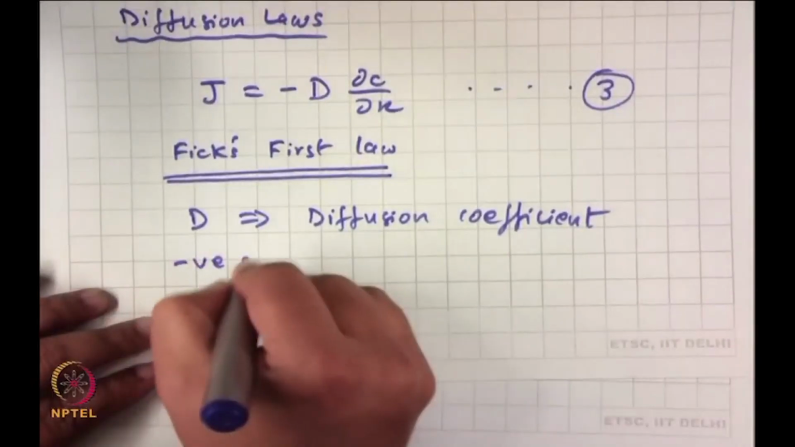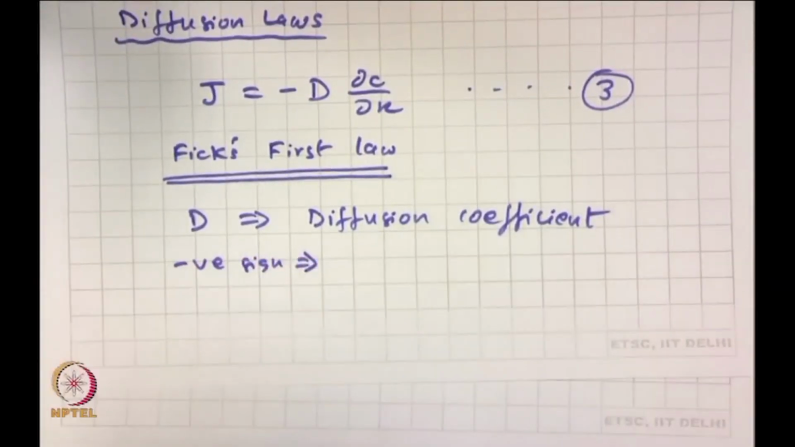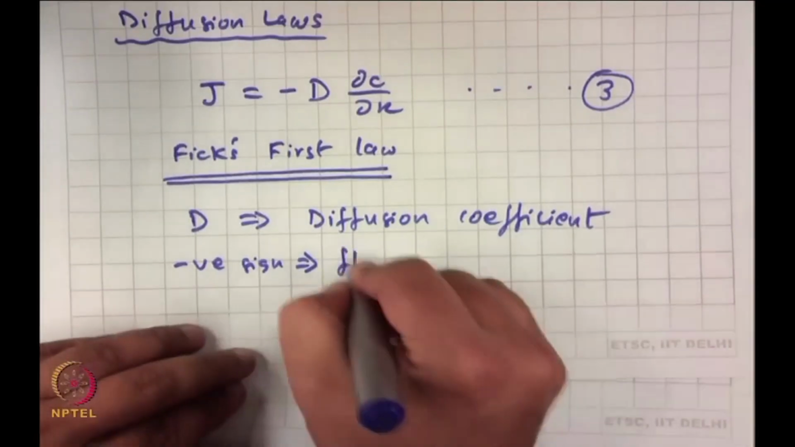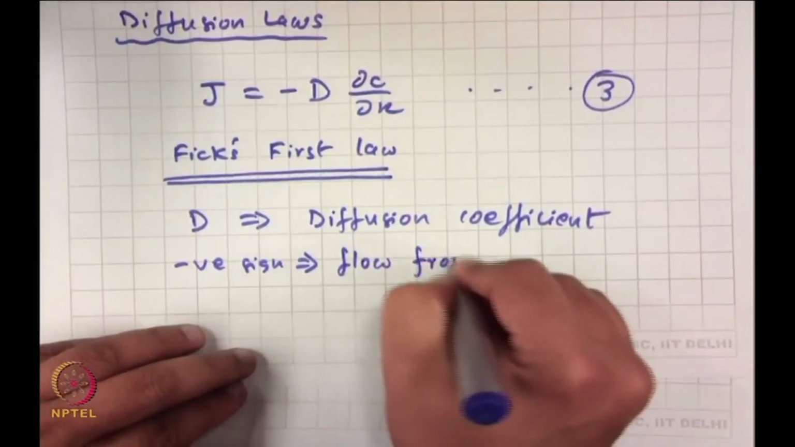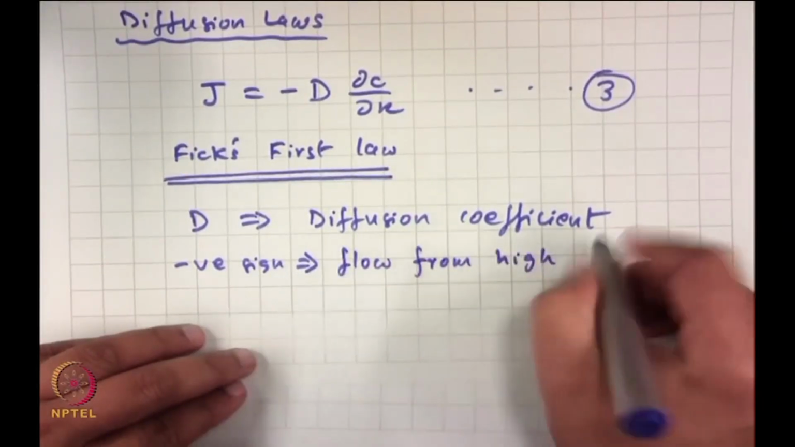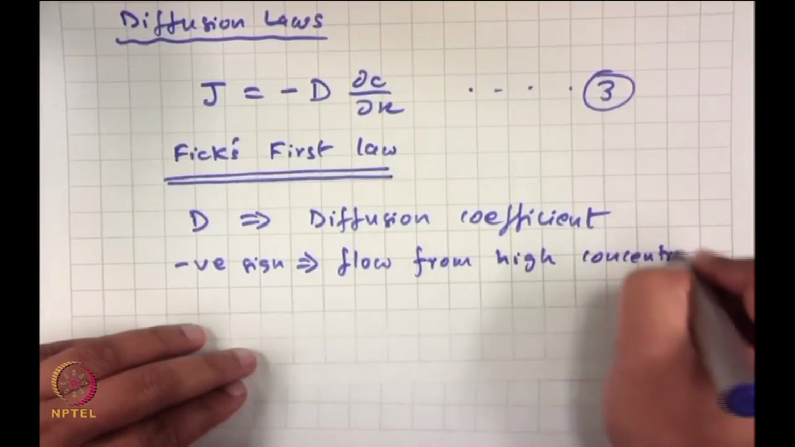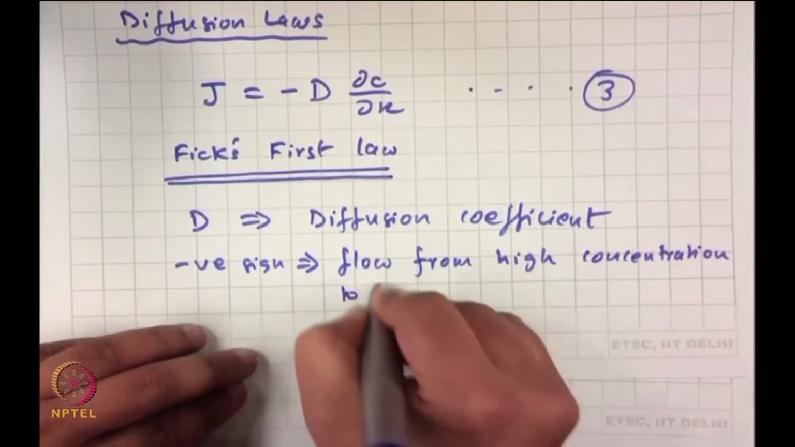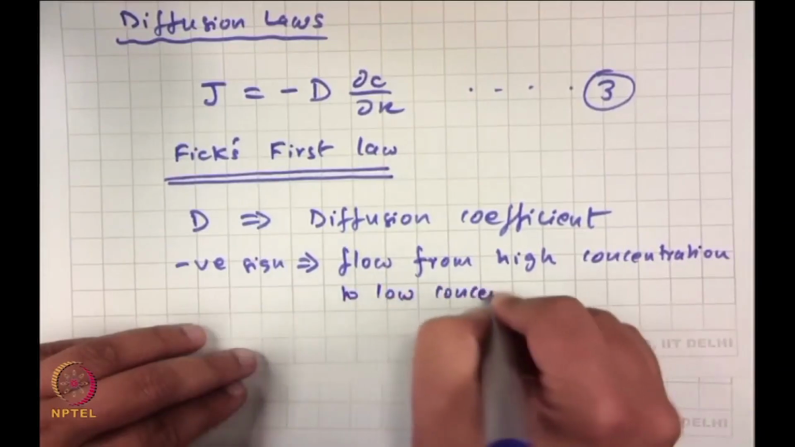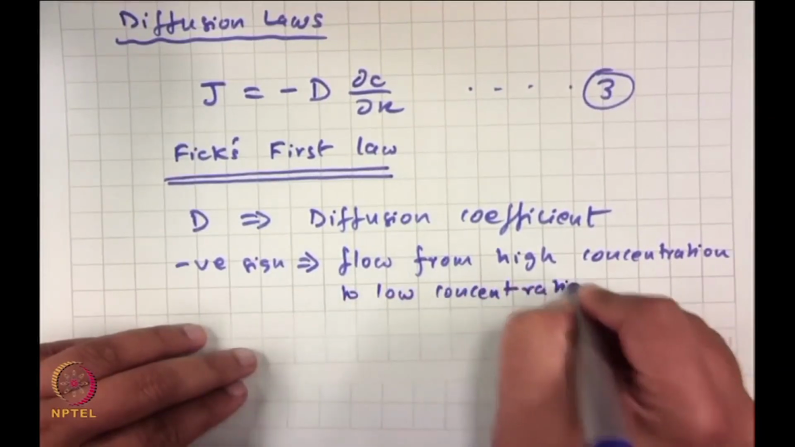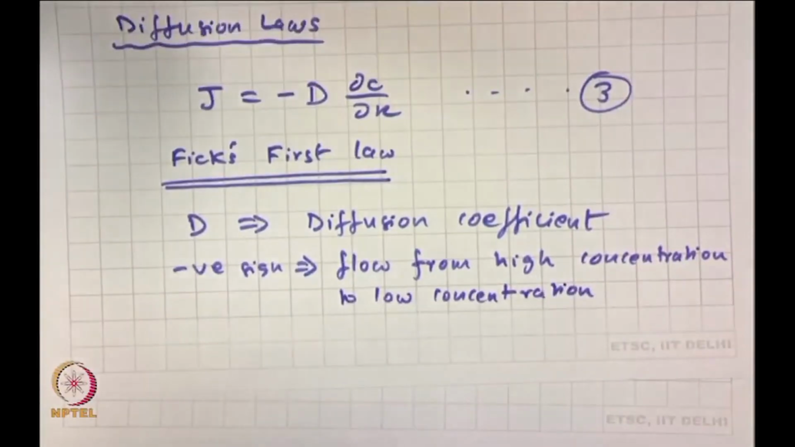Now, what does the negative sign mean? The negative sign implies where is your flow from? Your flow is always from a region where you have high concentration to a region where you have low concentration. That means, flow from high concentration to low concentration. Okay.